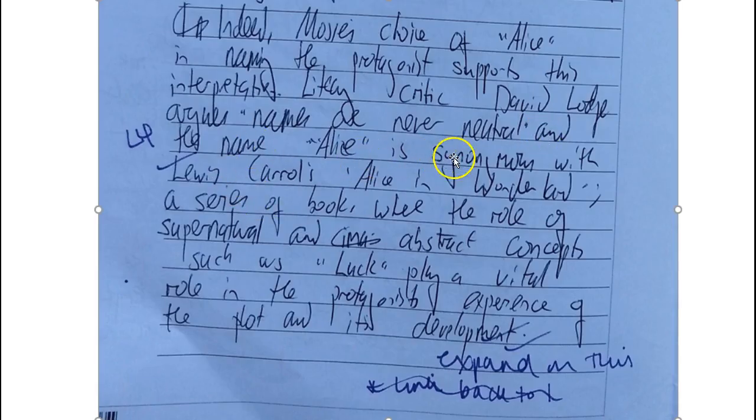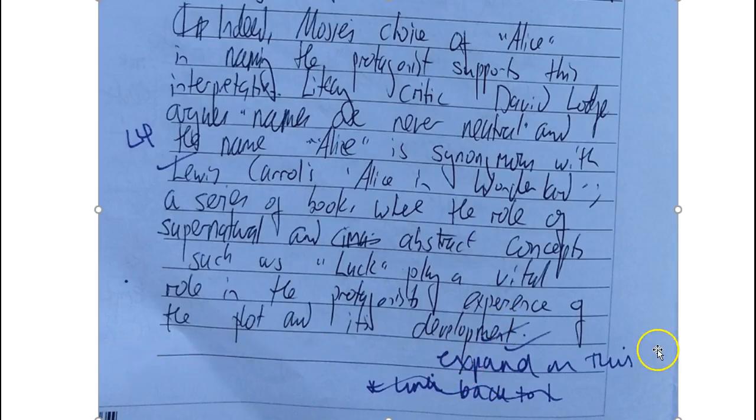The name Alice is synonymous with Lewis Carroll's Alice in Wonderland. So that's an allusion to a literary text. Now, to get the marks here, you have to name a text which you can reasonably expect Moss's readers to be familiar with. And Bo's done that. You know, most readers are familiar with Alice in Wonderland, even if they haven't read it. A series of books where the role of supernatural and abstract concepts, such as luck, play a vital role in the protagonist's experience of the plot and its development.